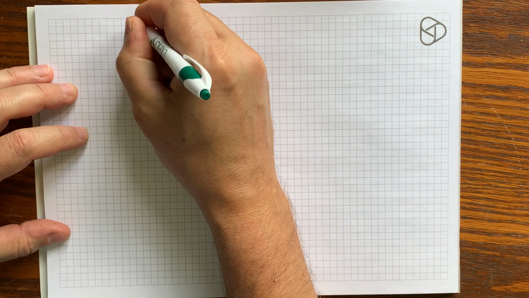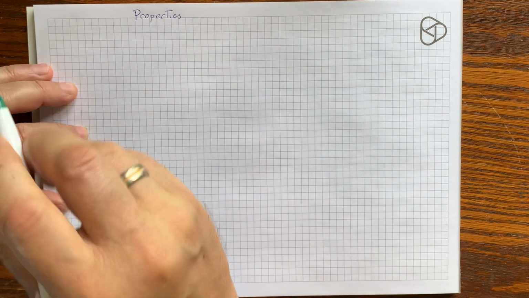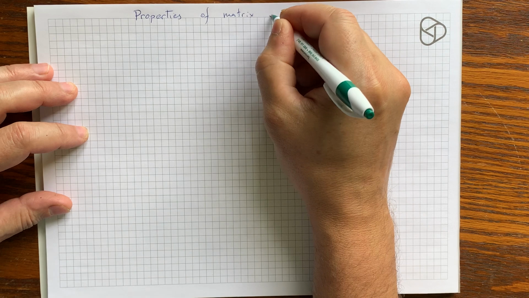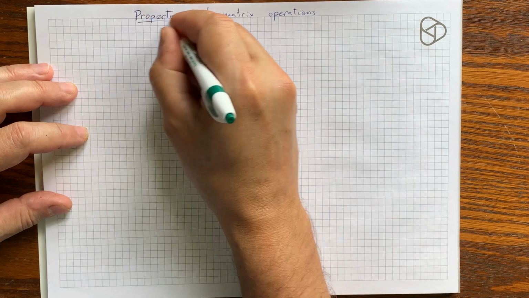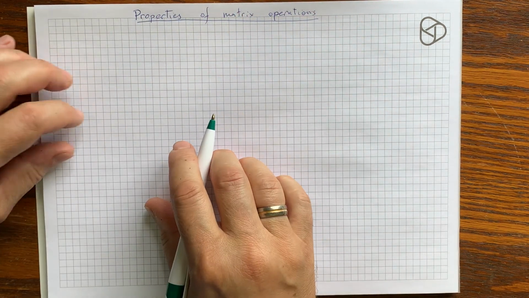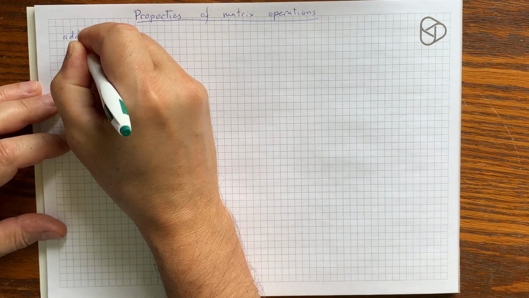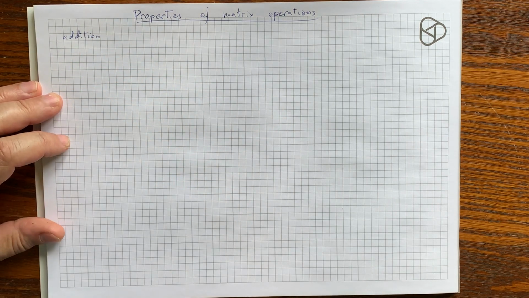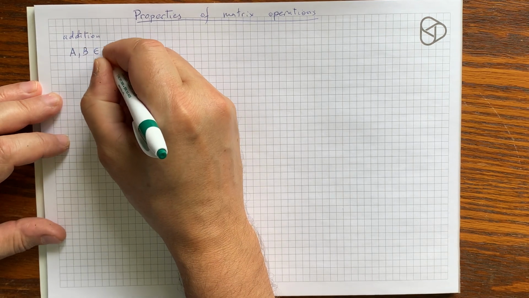Hello, here we continue looking into properties of operations on matrices. And we have two defined: addition and multiplication. And for addition, it works for a pair of matrices of the same size.